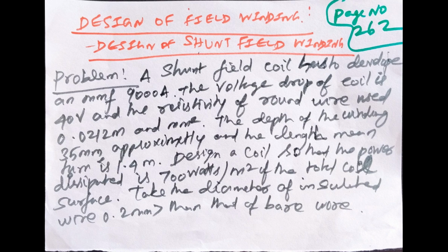Problem: a shunt field coil has to develop an mmf of 9000 A. The voltage drop of the coil is 40 volts and the resistivity of the round wire used is 0.0212 ohm meter per millimeter square. The depth of winding is approximately 35 millimeter and the length of mean turn is 1.4 meter. Design a coil so that the power dissipated is 700 watts per meter square of the total coil surface. Take the diameter of insulated wire 0.2 millimeter greater than that of bare wire.